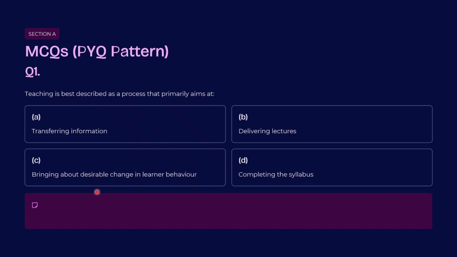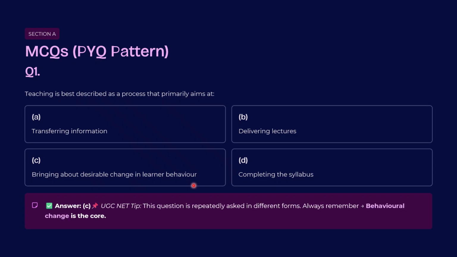So the correct answer is bringing about desirable change in learners' behavior. This question directly tests your understanding of the concept of teaching. Teaching is not merely delivering lecture or completing the syllabus. The ultimate purpose of teaching is to bring positive behavioral change in learners. This is the most frequently repeated concept in UGC NET exams.